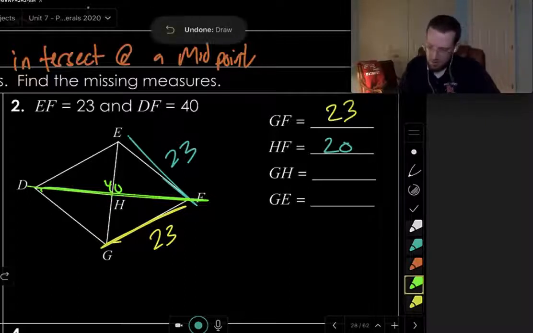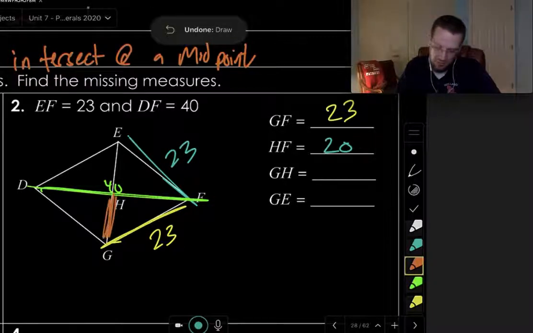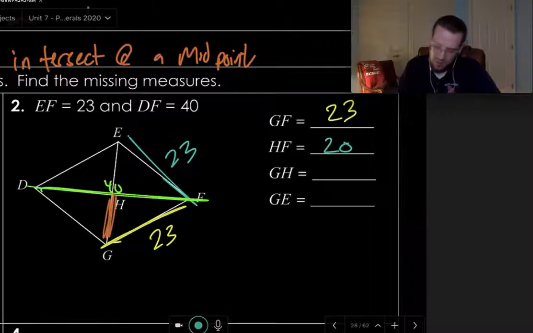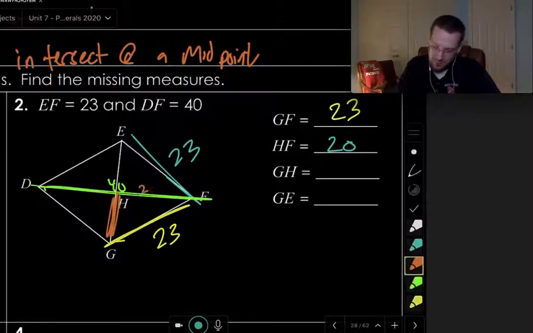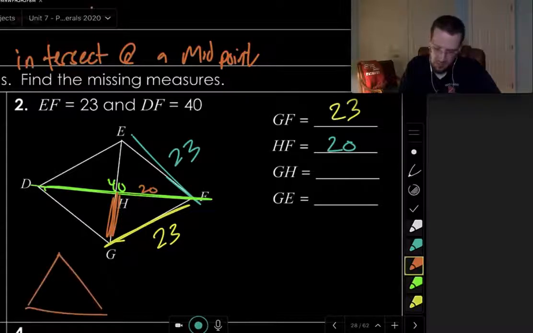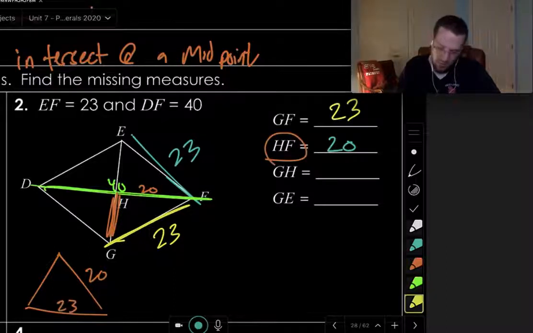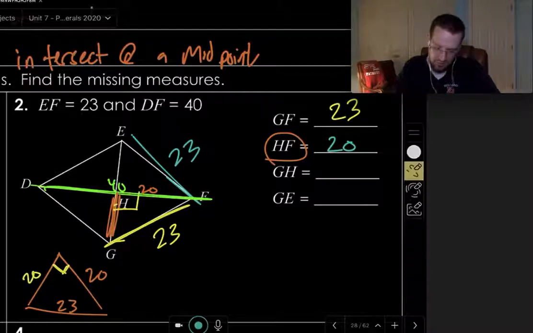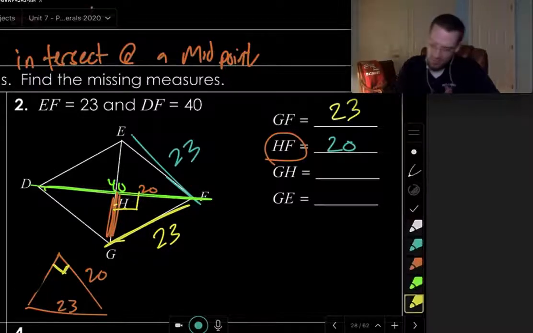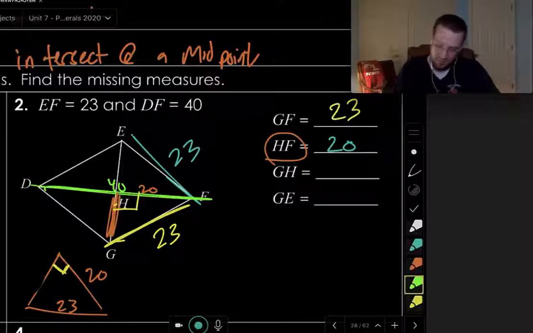Oh man, what could this possibly be? If only there was some way to find it out. Well, we know this one is 20, which we just wrote down here, HF. We know this one to be 23, but we don't know this one. But the diagonals are perpendicular, which means there's a right angle in here. Right triangles. So this right angle means that we can find this.